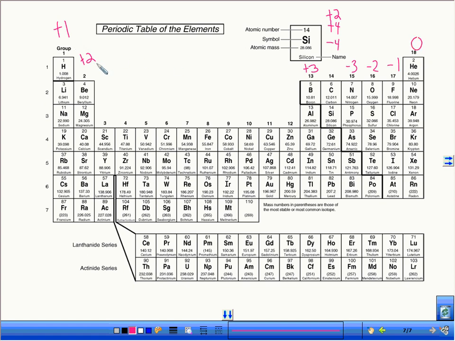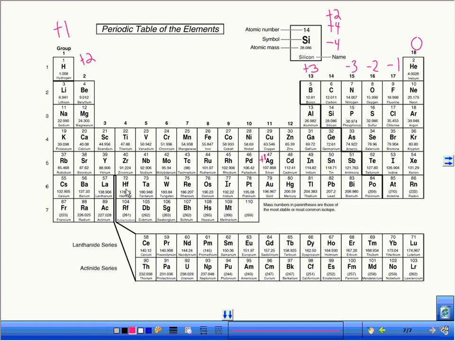Look at the pattern. 1, 2, 3. Those are all positive because metals are positive. Then the weirdo guys, 4 and 2. Then it goes -3, -2, -1, and 0. Now silver we just did. Silver, and I would like you actually to physically write this on your periodic table, is always a +1. Always, always, always a +1. Silver is always a +1.